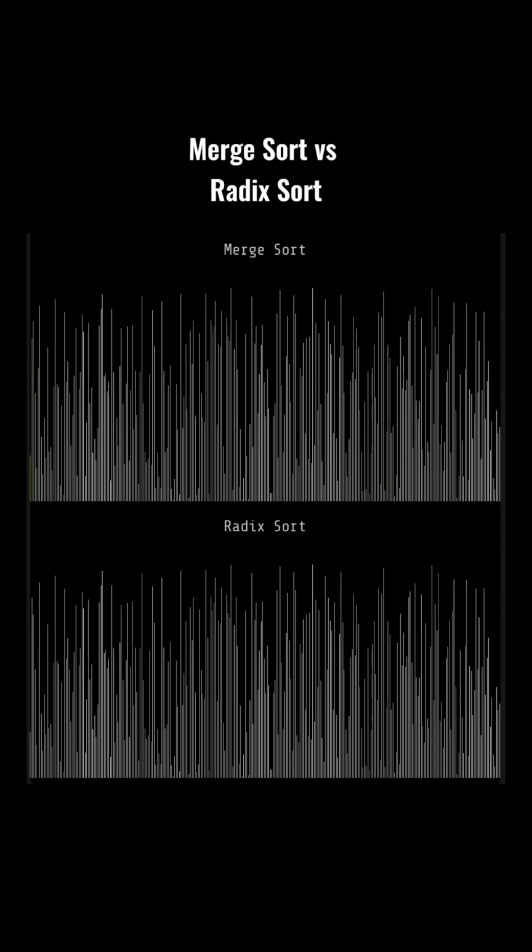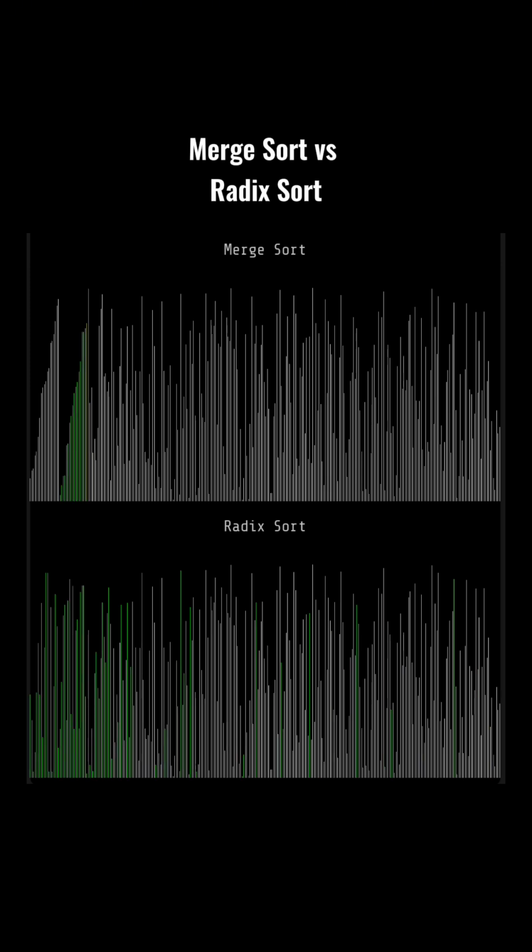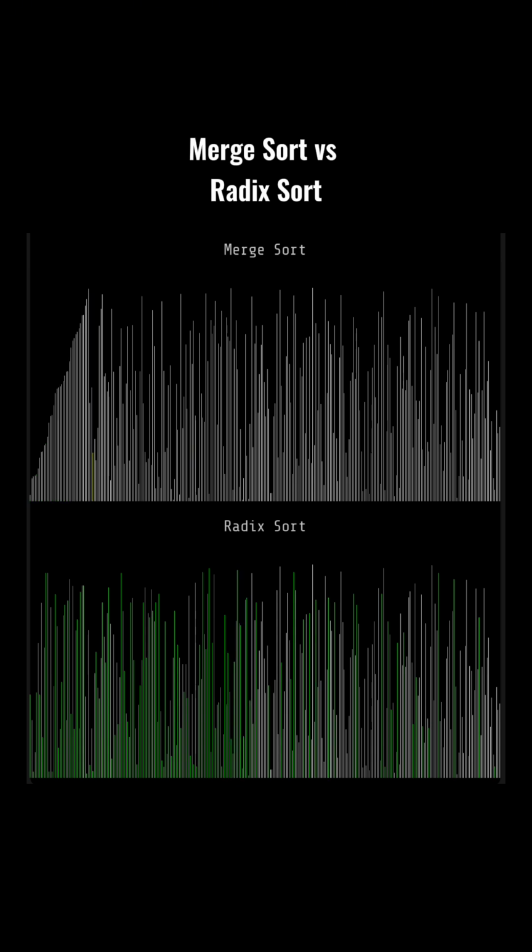Between merge sort and radix sort, which algorithm do you think is faster? Today, we'll skip the theory. We're going to have them go head-to-head in a practical arena, an array of 350 integers waiting to be sorted.